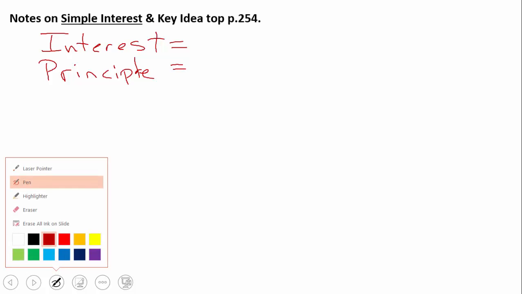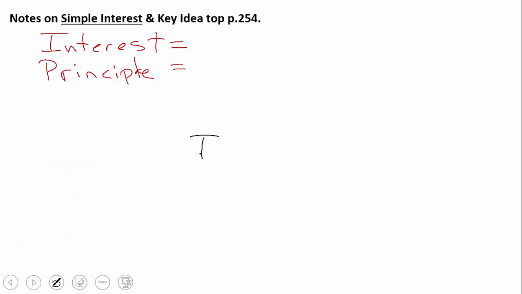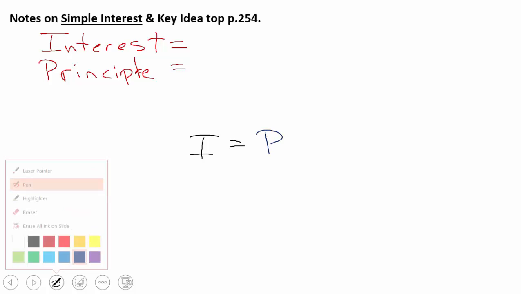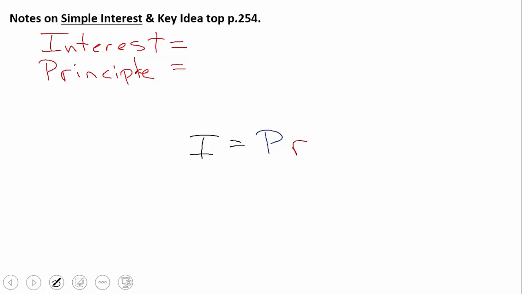We have our simple interest formula. I equals P R T. I like to call it I party, where I is the simple interest, and most likely it's the interest earned or the interest paid.